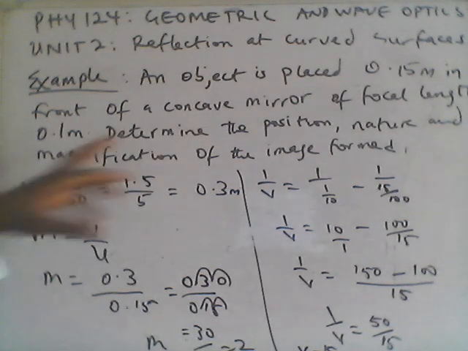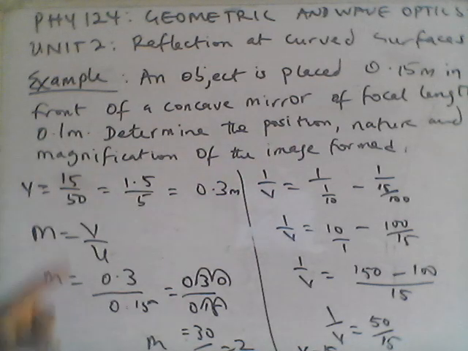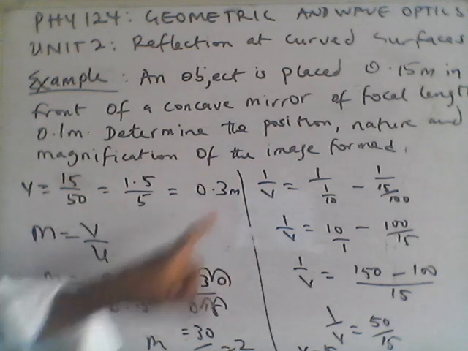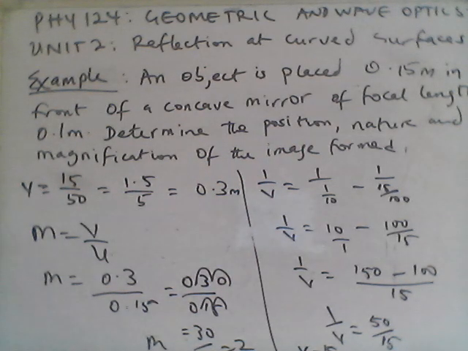So to determine the position of the image, the image is 0.3 meters from the mirror. It increased. The only time that there's an increase is when the image is formed beyond C, and it's real. So for a concave mirror, if the object is magnified, it is formed beyond C. It's inverted.